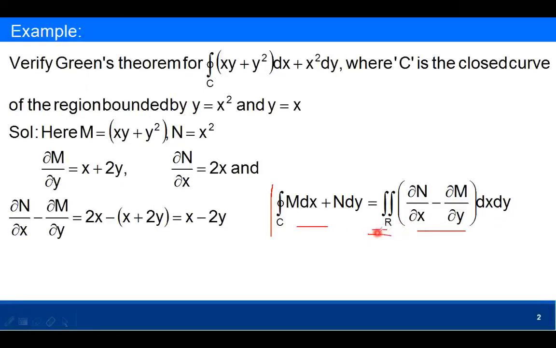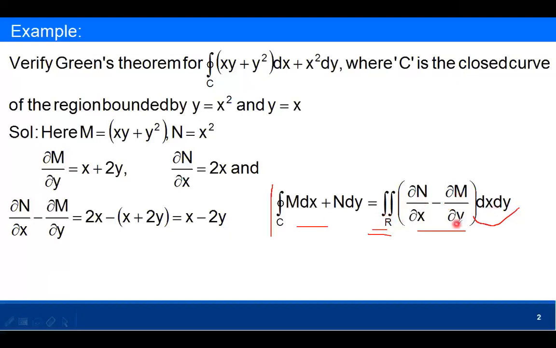Now we have to compare the given problem with the integral of M dx + N dy, where M = xy + y² and N = x². Now first we will calculate this part, that is the double integral of (∂N/∂x − ∂M/∂y) dx dy over the region R. So for this we have to find ∂M/∂y and ∂N/∂x.